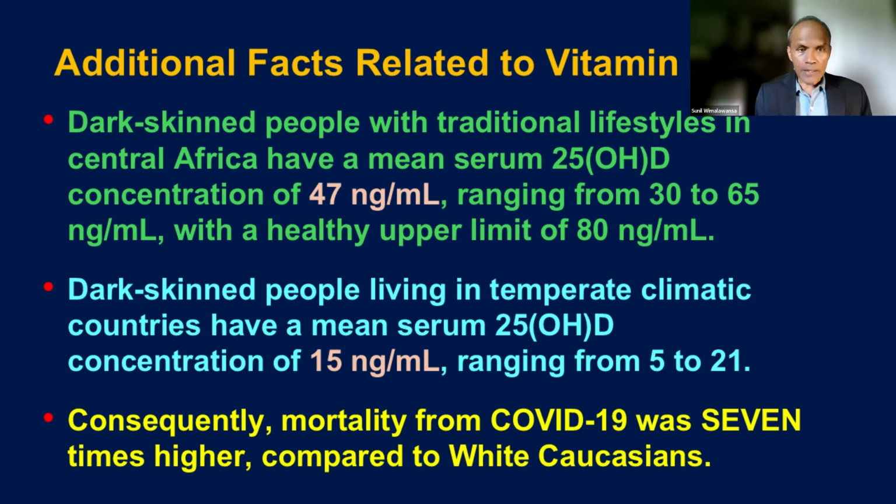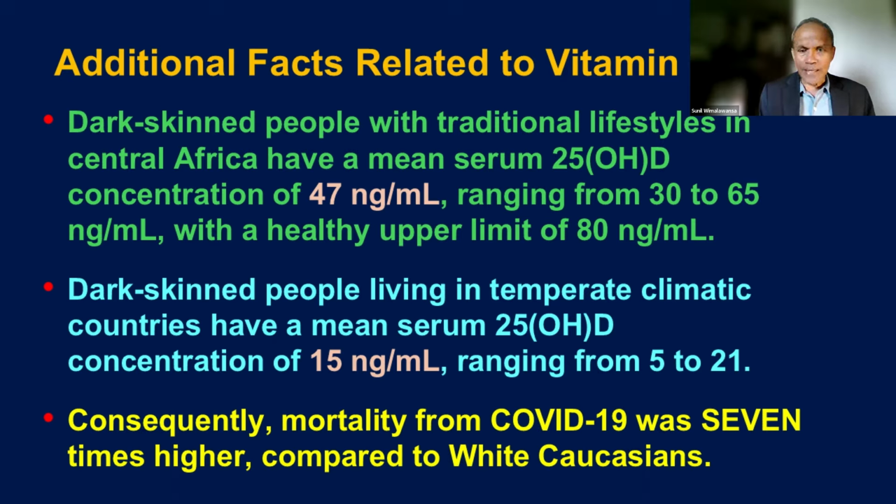However, when dark-skinned people live in temperate countries like Germany, the Scandinavian countries and the UK, or the northern part of the US, there is very little possibility they generate any vitamin D for about 7 or 8 months of the year. If you look at their serum levels, the range is about 5 to 21, compared to 30 to 65, which is the natural serum level these people should have.